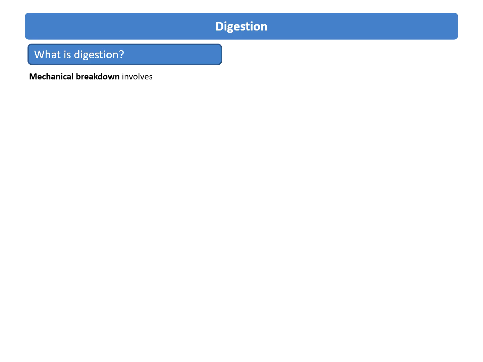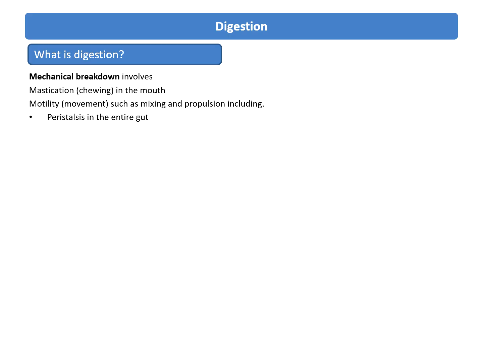What is mechanical breakdown? Well, just like it sounds, it includes chewing, mastication. It includes various types of motility, movement, such as mixing and propulsion in the GI tract. For example, peristalsis in the entire gut. This is a wave-like contraction of the wall of the GI tract, propelling the material along. Churning in the stomach. Segmentation in the small intestine.